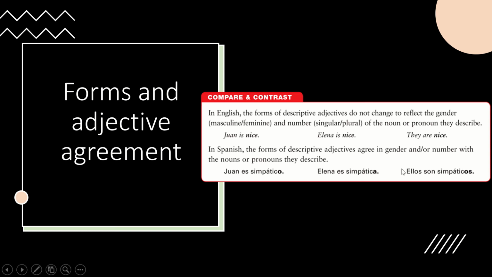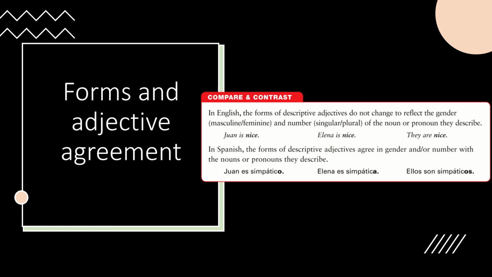So you'll notice ellos becomes simpáticos, even though our base adjective is simpático. So for masculine singular, it becomes O. For feminine singular, it becomes A, and then masculine plural, OS. Okay, so remember that whoever or whatever that adjective is describing, the adjective must have the same gender agreement as well as number agreement.